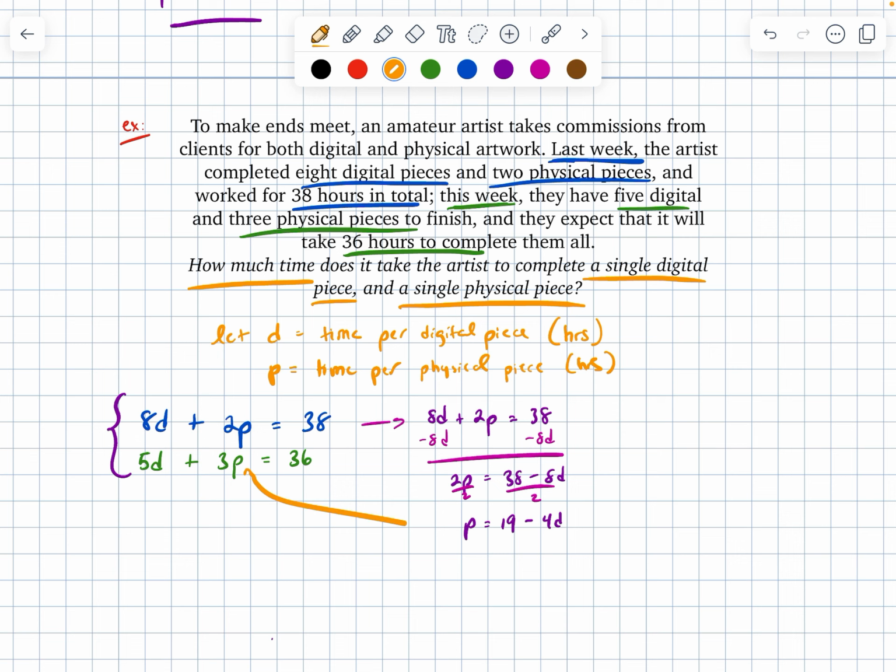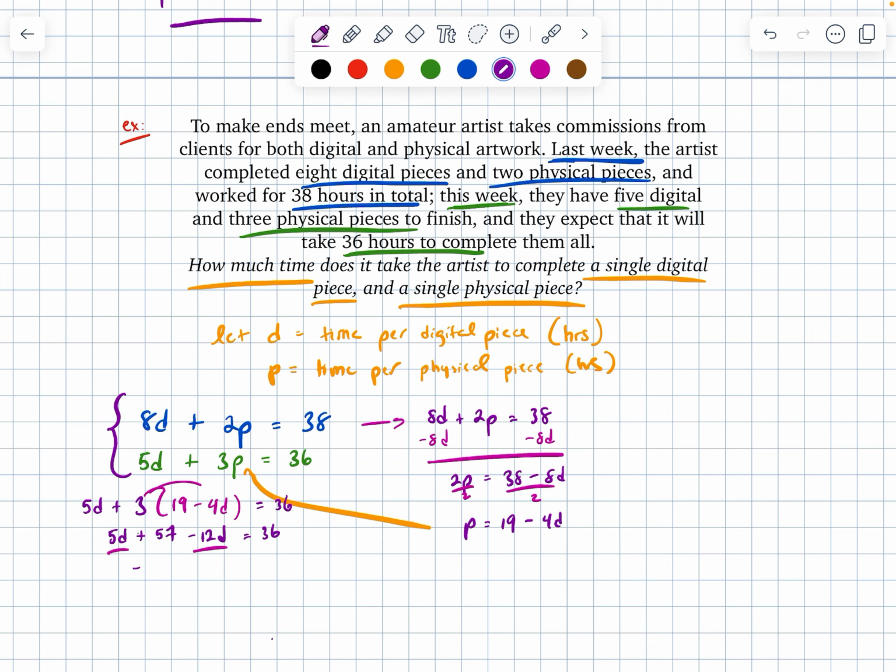Now that I've got P isolated in the top equation, I can substitute in for P in the bottom equation. Doing so, I can now rewrite my bottom equation as 5D plus 3P, but we've just established that P is equivalent to 19 minus 4D, equals 36. Doing some distributive property, I'm going to take that 3 and distribute it to each of my terms there. So I've got 3 times 19, which is 57. I have 3 times negative 4D, which is negative 12D, and then that's equal to 36.